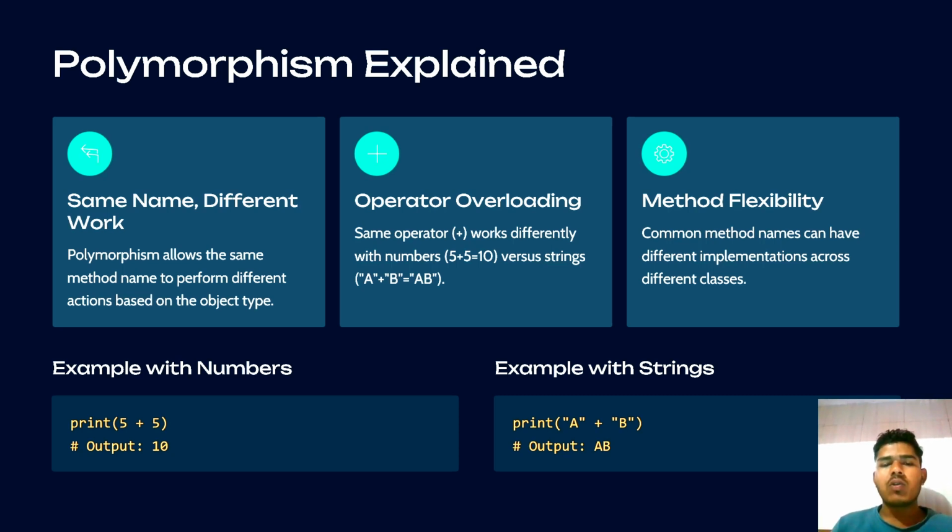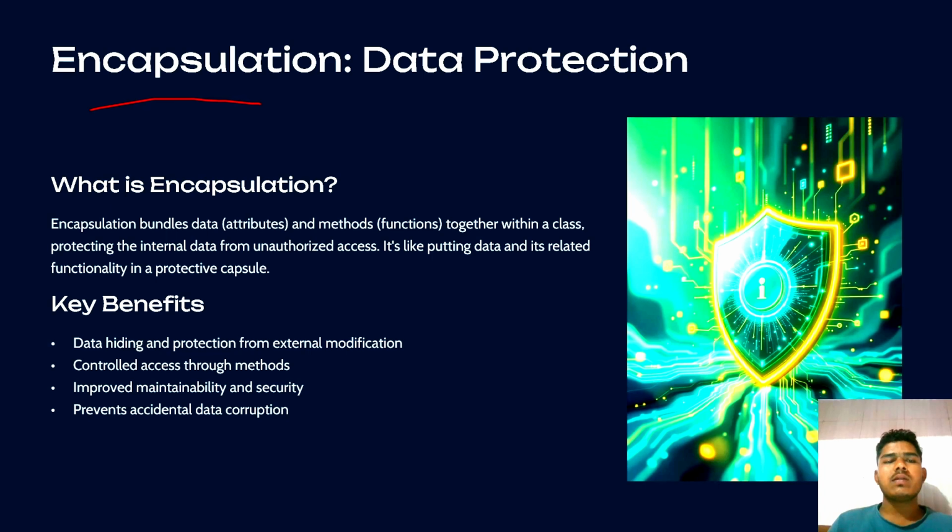Like operator overloading. The same operator works differently with numbers and strings. For example, print 5 plus 5 gives 10, and with strings, print a plus b, the output will be ab. So the next one is encapsulation.